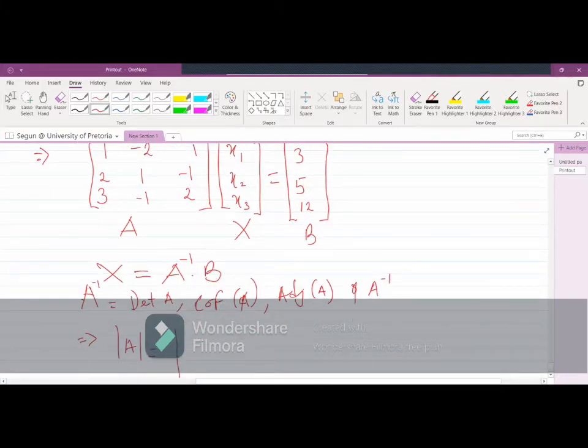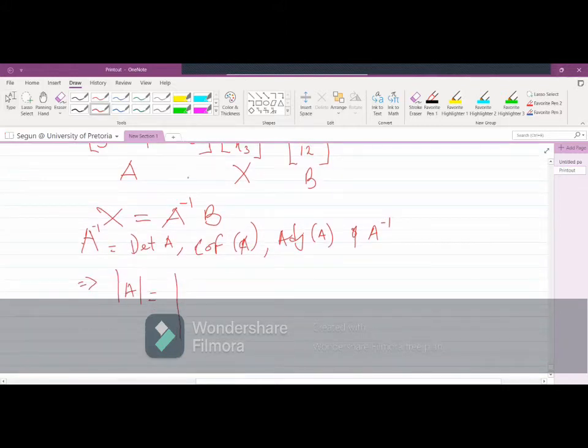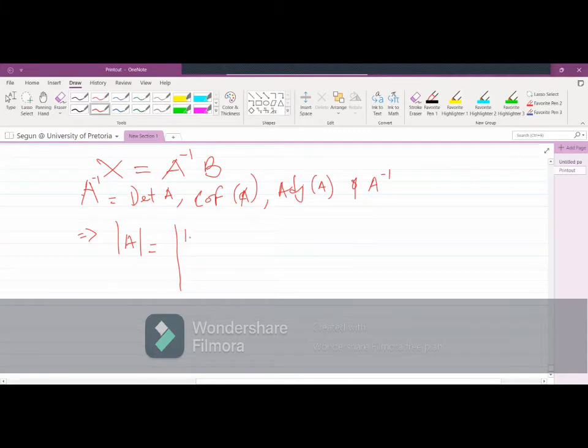We have the matrix to be what? Can you call the matrix for me? The first row, please: 1, minus 2, 1. The second row: 2, 1, minus 1. The third row: 3, minus 1, 2.